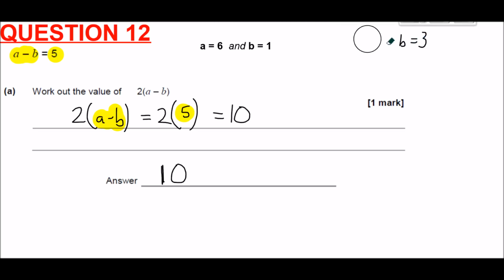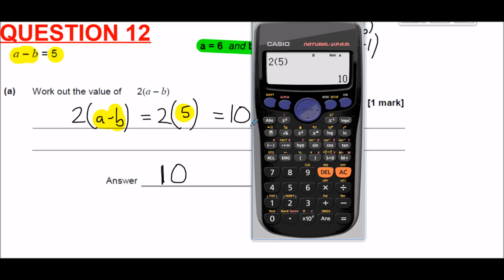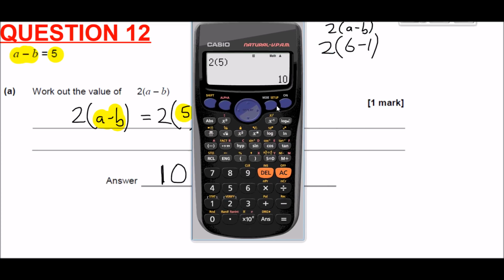But if we just try using A equals 6 and B equals 1, this will work as well. So 2 brackets A minus B would be 2 brackets 6 minus 1, because A is 6 and B is 1. And again, if you were to try that on your calculator, unsurprisingly, you should get 10. But I'll just show you here. See, you get 10.